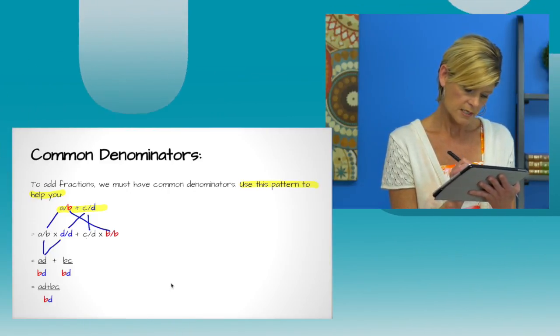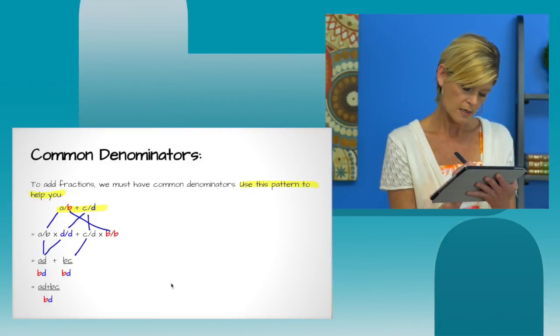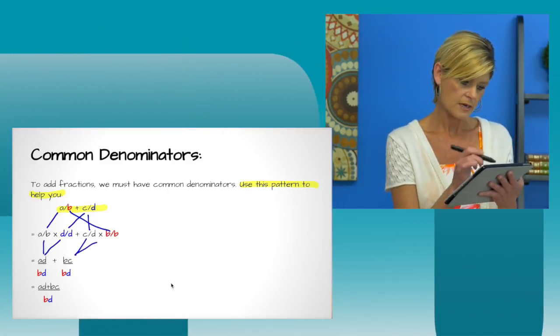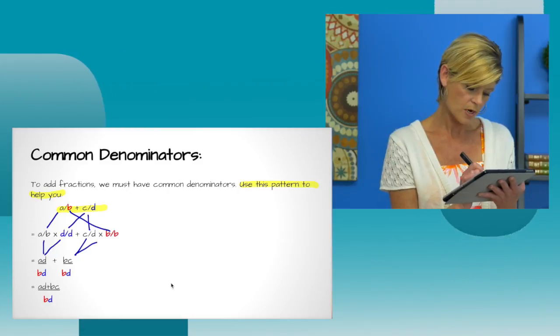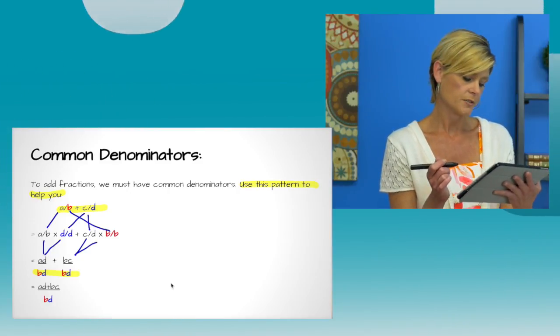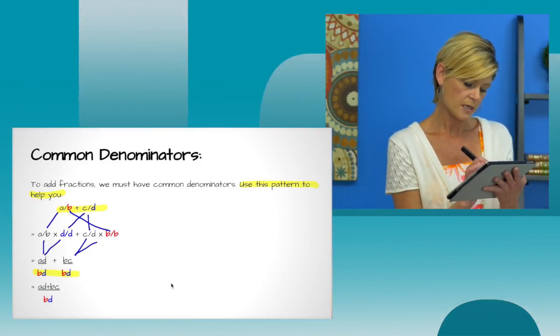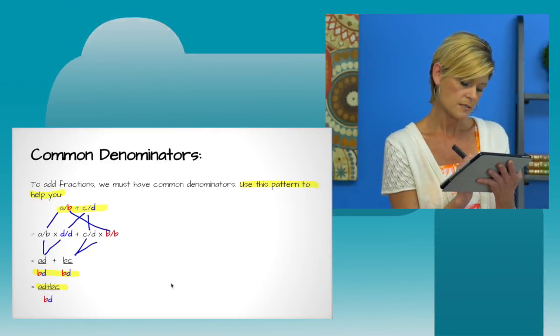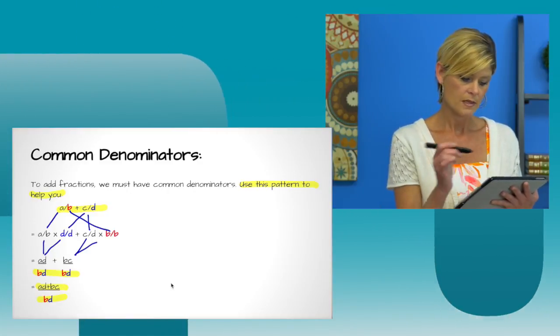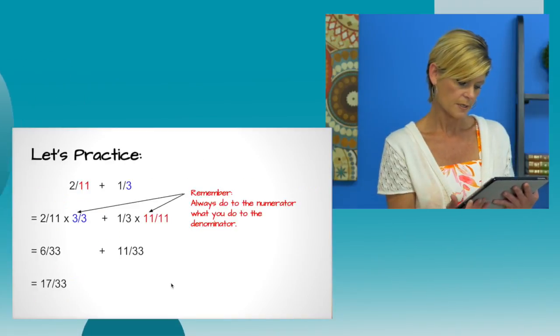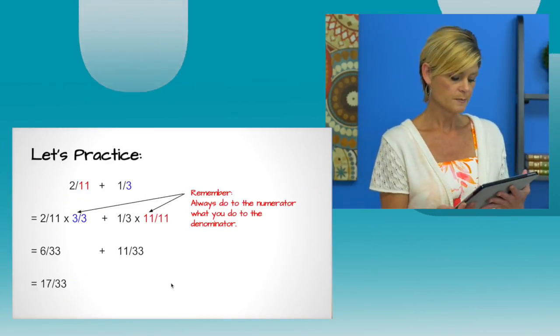And this C over D times B over B gives me BC over BD. Now look, I've got what I was looking for. I've got common denominators, BD. My problem then becomes AD plus BC over BD. And that is a common denominator. All right, let's do some practice.